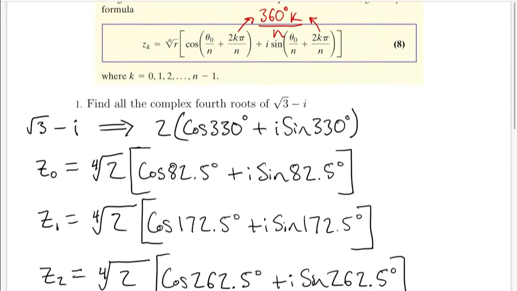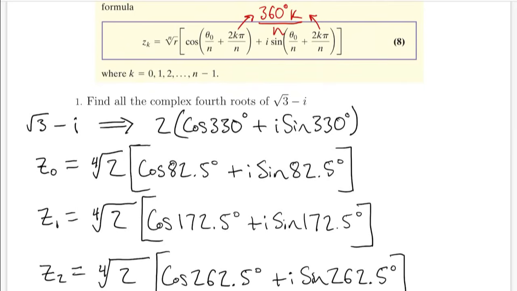One way to see it is that each time we increase k by 1, we could think of this multiplication as repeated addition, right? In other words, look at the difference between the angle in my first root and in my second root, 90 degrees. Now look at the difference between the angle in my second root and my third root, 90 degrees. That's always going to be consistent, right? Because each time I increase k by 1, I'm basically just adding another 360 degrees over n, right?